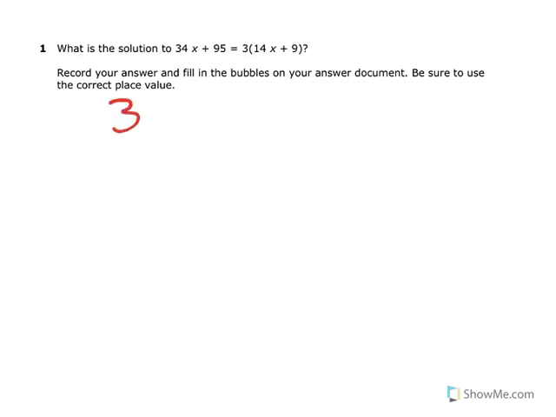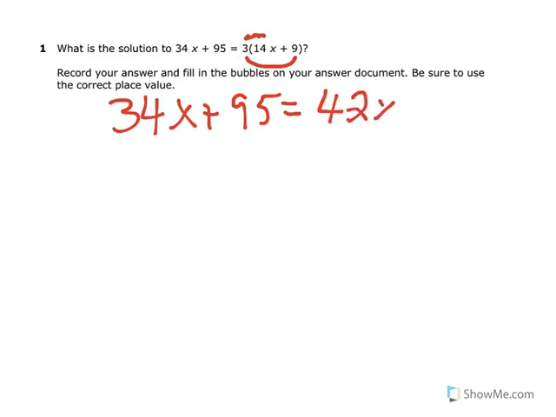Left side stays the same. 34x plus 95. Now we're going to distribute the right side. Remember, distribution is whatever is on the outside of the parentheses is multiplied by everything on the inside of the parentheses. So 3 times 14x would be 42x. And then 3 times 9, don't forget there's that plus sign there, so you can say plus 3 times 9 plus 27.